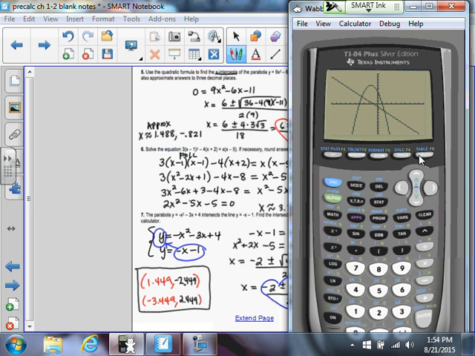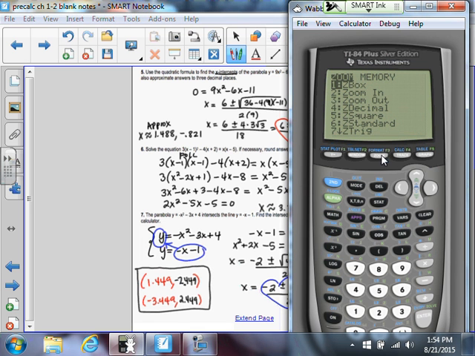All right, if you need the standard window, so if yours does not look exactly like mine right now, you probably have a weird window. So the quickest way to change your window to the standard, x value is -10 to 10, y value is -10 to 10, is to go to zoom. So hit zoom, which is in the middle at the top, and then select number 6, the standard window. So it puts it -10 to 10, -10 to 10.